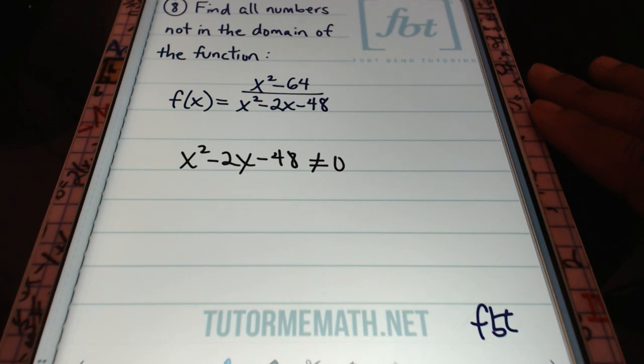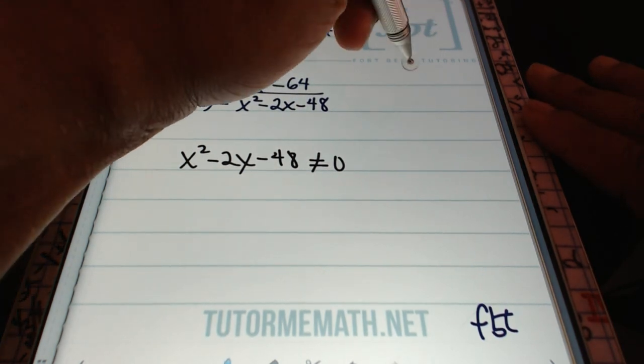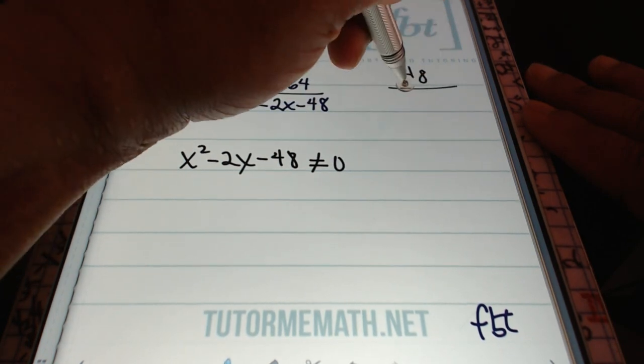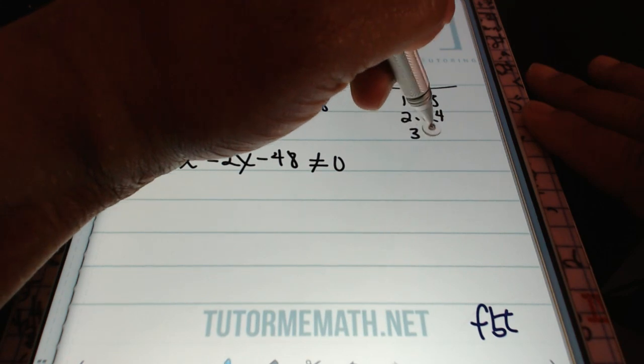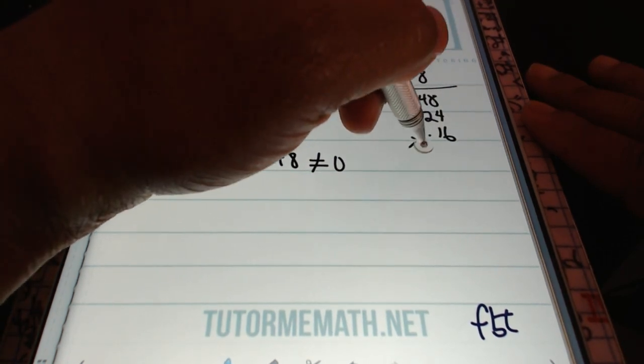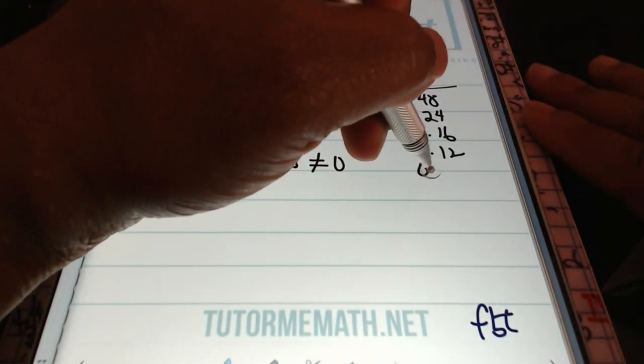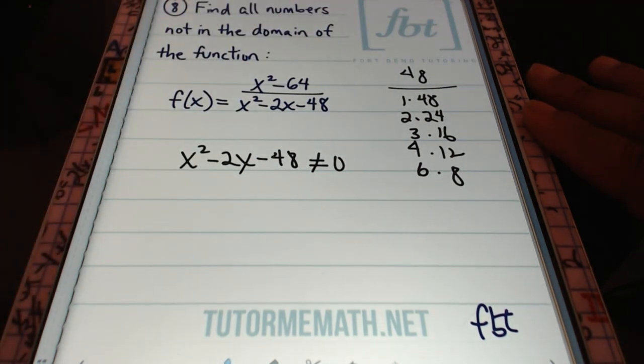So the question is, are there two factors of 48 that'll subtract to give us 2? Let's see. I know that factors of 48 are 1 times 48, 2 times 24, 3 times 16, 4 times 12, and 6 times 8. So two factors of 48 that'll subtract to give us 2.